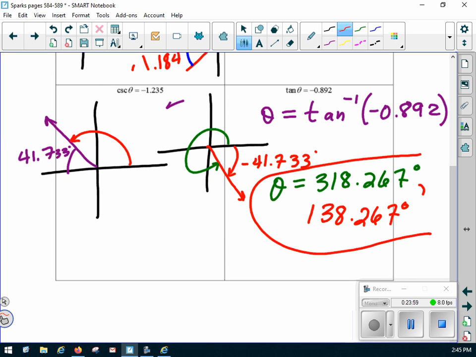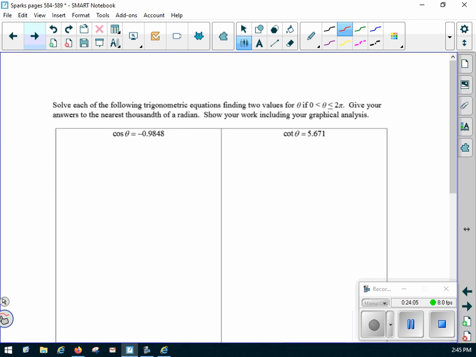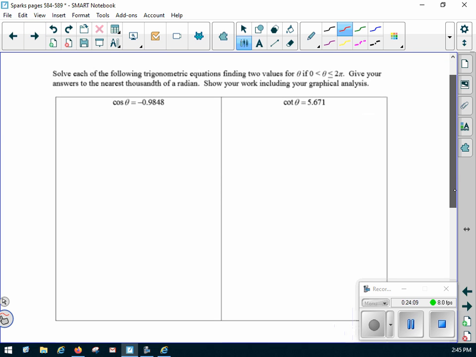Are you going, oh, that's pretty cool. I can do this. I got this. Next page. Oh. What's different in these instructions than in the previous instructions? Radians. Change calculator to radian mode.